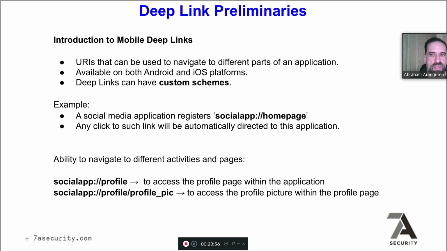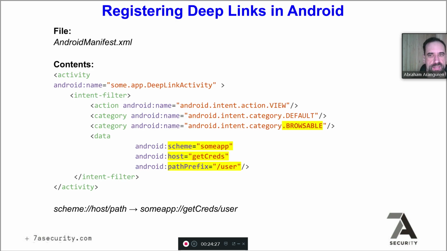Deep link is basically a URI that can be used to navigate to different parts of an application. Both Android and iOS have this, and deep links can have, but do not need to have custom schemes, right? So, for example, a deep link could look like social app colon slash slash homepage, or the same thing, profile picture. So it's basically a URL, and then when you open this URL on the mobile phone, it's going to take you to a certain screen on the mobile application, right? So that is basically the idea.